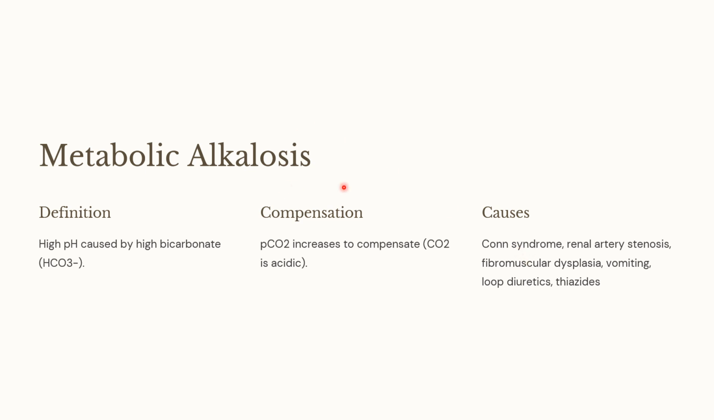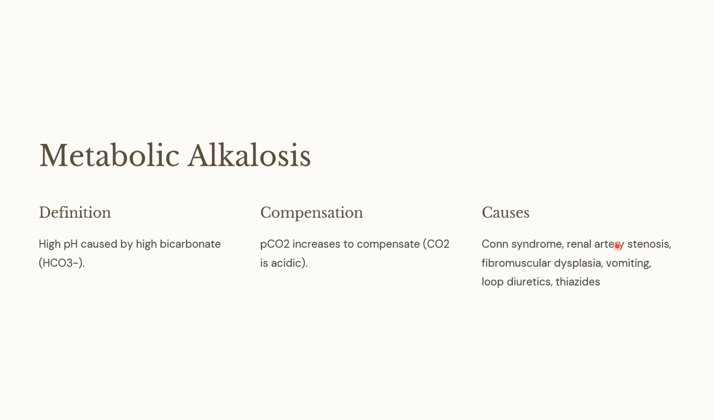What are the causes of metabolic alkalosis? Conn syndrome, renal artery stenosis, fibromuscular dysplasia, vomiting, loop diuretics and thiazides. How do we remember all this? In Conn syndrome, renal artery stenosis and fibromuscular dysplasia, and also in the dehydration that happens in vomiting and with diuretics, there is decreased fluid volume, isn't it?